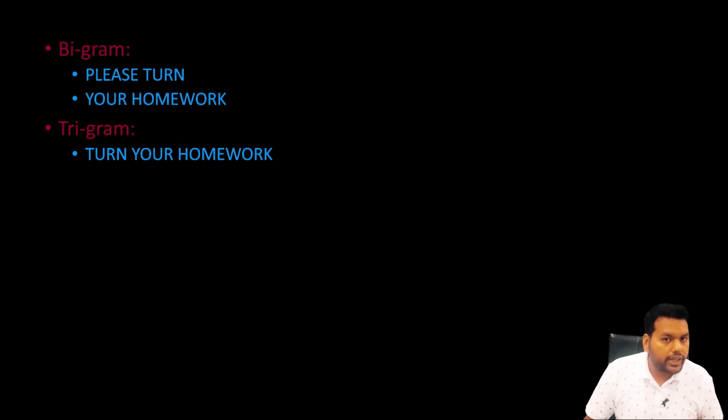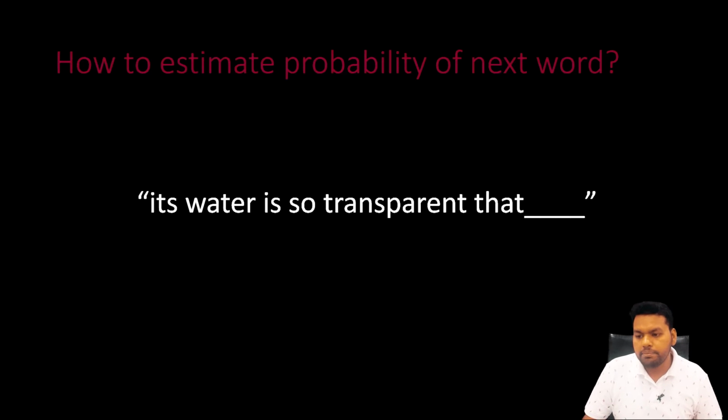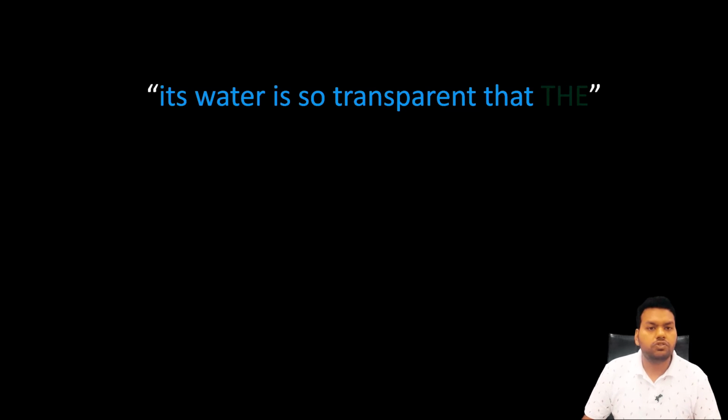estimate the probability of the upcoming word. For this, let me take an example. The sentence is "its water is so transparent that", and I want to predict the upcoming word, and I say the next word is "the". But how can I say the next word is "the"? What is the probability that the next word is "the"? It's our task to calculate the probability.